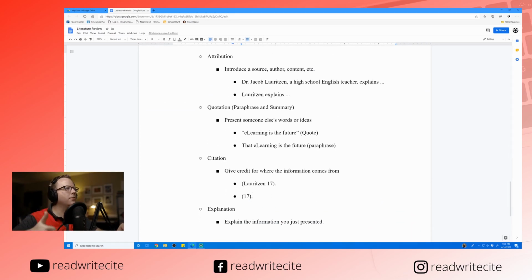You introduce a source with attribution. You present that information effectively as a quote, a paraphrase, or a summary. You cite that source whenever you're presenting new information. If you're just referring back to something you've already said, it's not as necessary because that's already been established. And then you explain, you explain, you explain. If you fail to explain, you're failing the paper because you're not adding your analysis to it. Now, analysis is not the same as persuasion. Persuasion is, this is what I think, and you should think this too. That's not what we're doing in research.